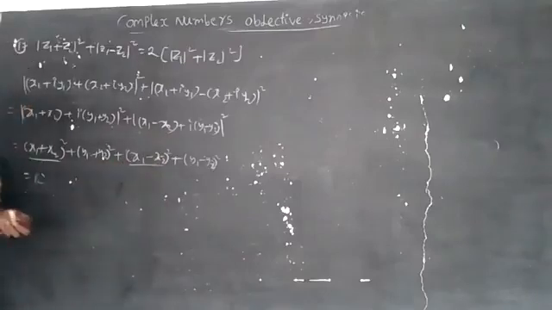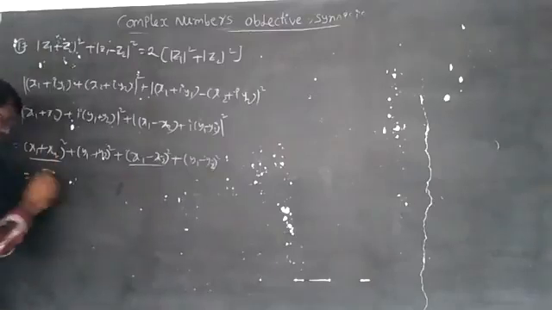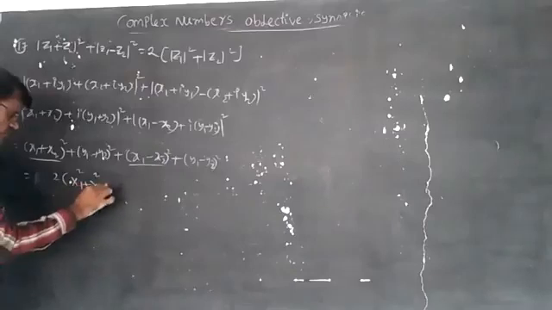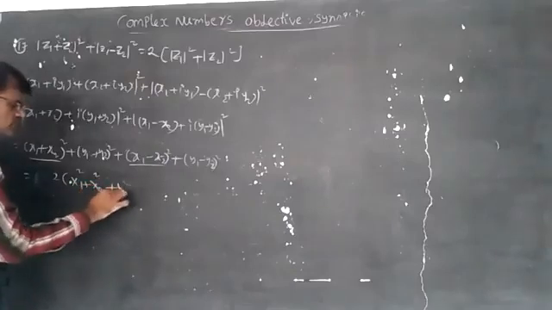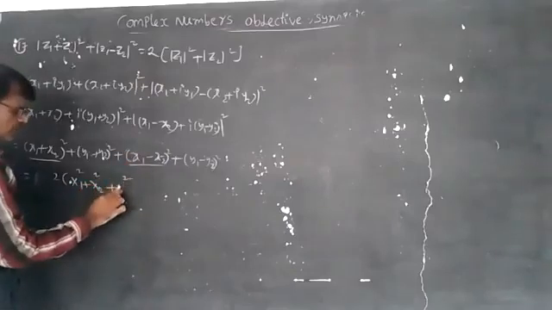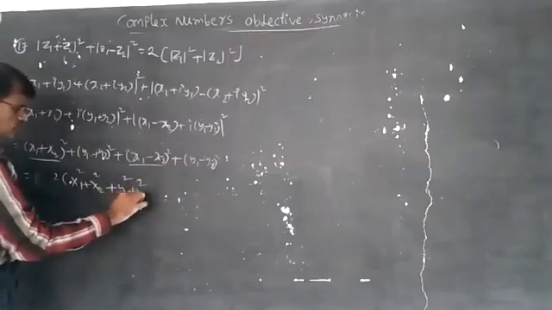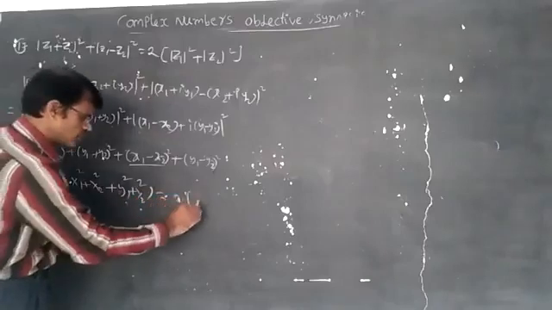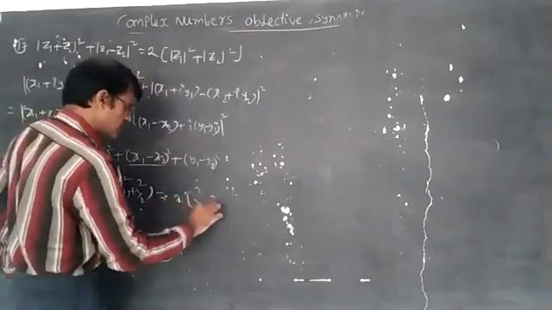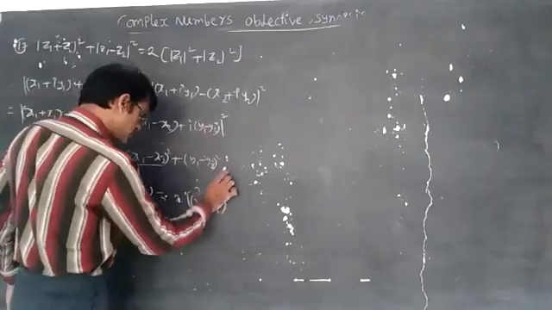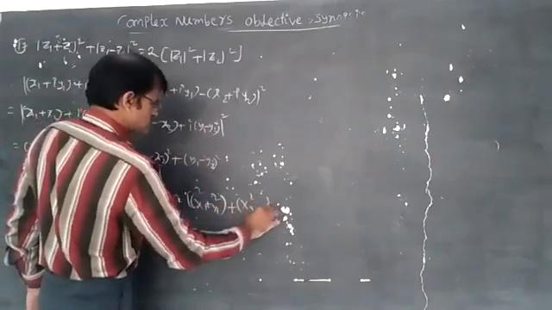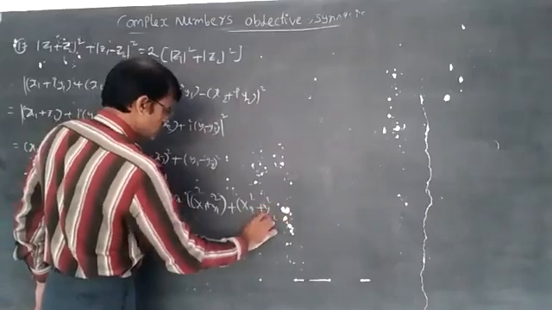By the concept a plus b whole square plus a minus b whole square, you can write 2 into a square plus b square. So 2 into x1 square plus x2 square. And in the similar way, this one also we can write 2 into y1 square plus y2 square. So 2 into x1 square plus y1 square, take a bracket, plus x2 square plus y2 square.